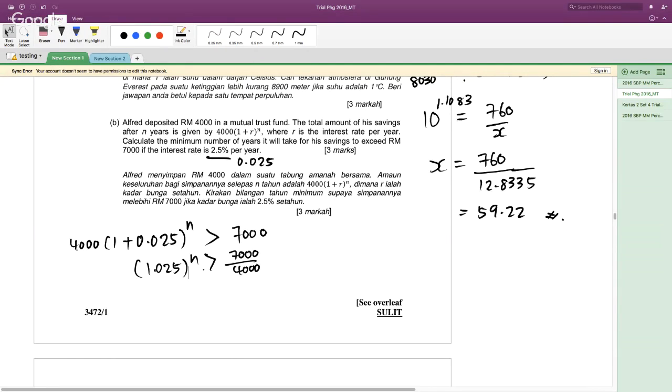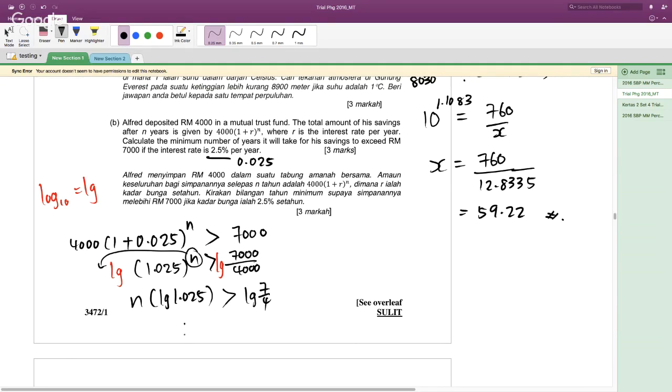For this sort of question, it's very easy. Just add a log to both sides. When I write lg, it actually stands for log base 10. So in the log world, I can move the power in front, becoming n multiplied by log 1.025. Here it will be log 7 over 4. So I want to find n, I will just move the log 1.025 to the other side. I will get n bigger than a certain value.